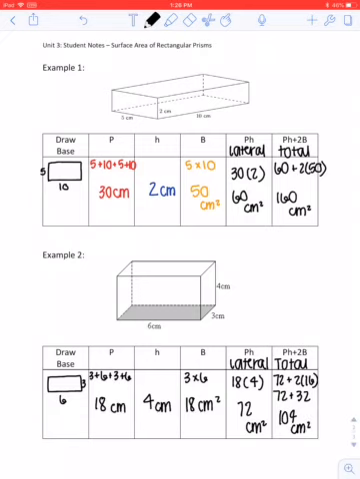So that is how you find the lateral and total surface area of rectangular prisms. We're going to do some guided practice with this in class tomorrow, and you will have independent practice to submit. So you'll have plenty of time for questions. Just make sure your notes match these, and have a great rest of your day.